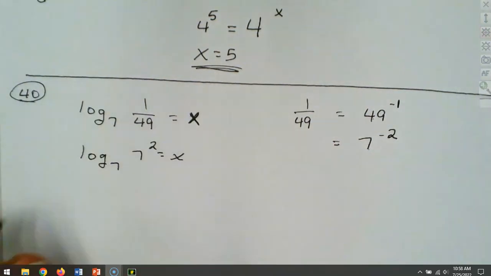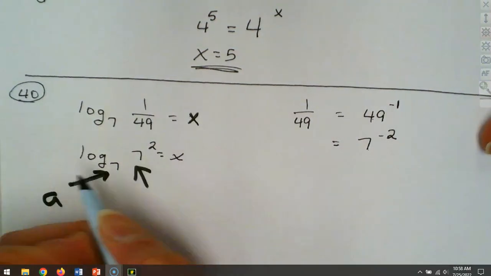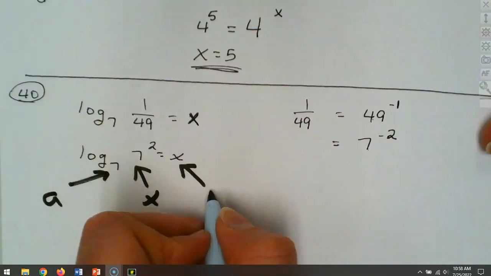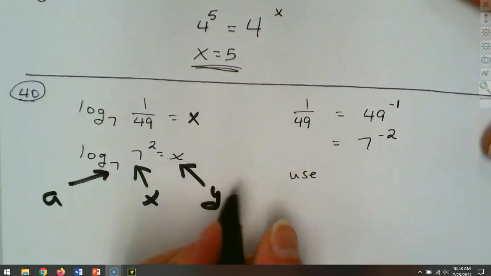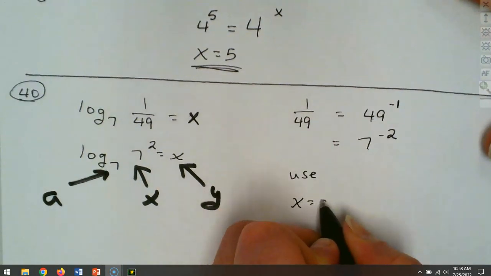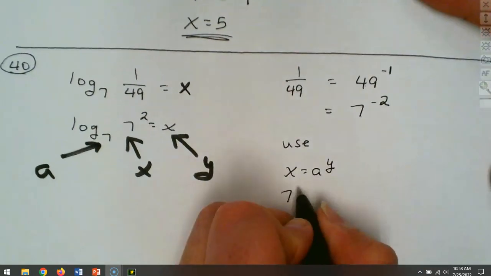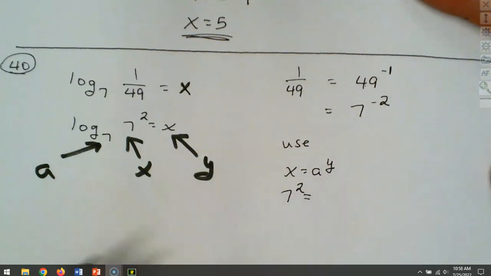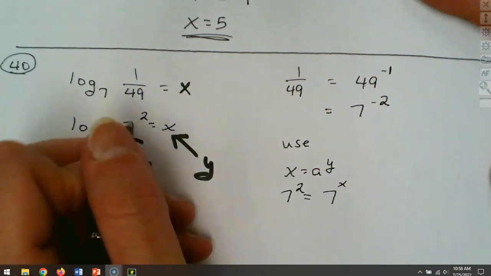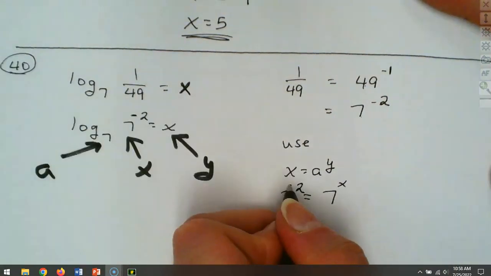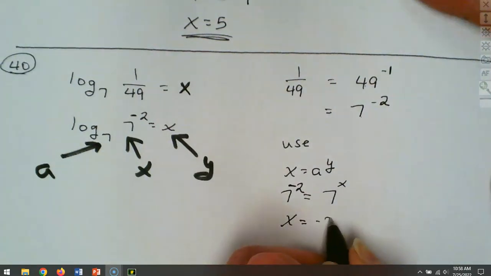Now we can convert, because that's your a, that's your x, and this is your y. And we're going to use this formula, x equals a to the y. So we plug our values in. Okay, x is 7 to the negative 2. A is 7. Y is x. Now we know that the bases are the same, exponents must be the same. So x equals negative 2.